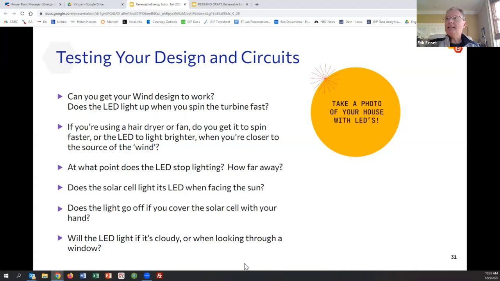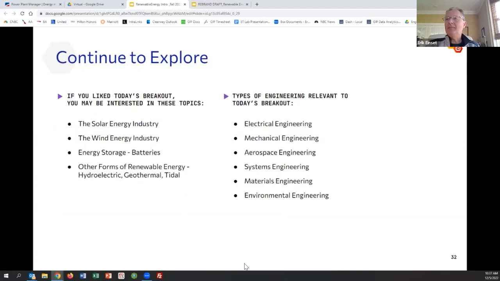So that's the introduction. You're going to get a chance to do more on this now and actually capture some energy from the sun and from wind. And let me turn it back to Monica for the next instructions. Well, I want to say thank you to Eric for leading such a great introduction.